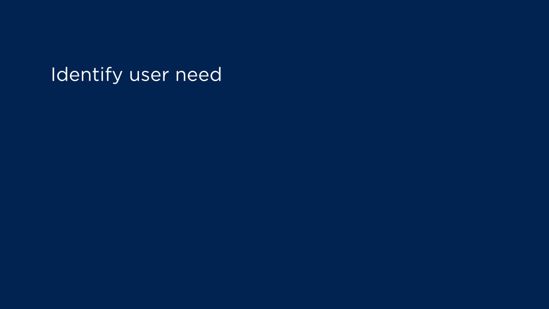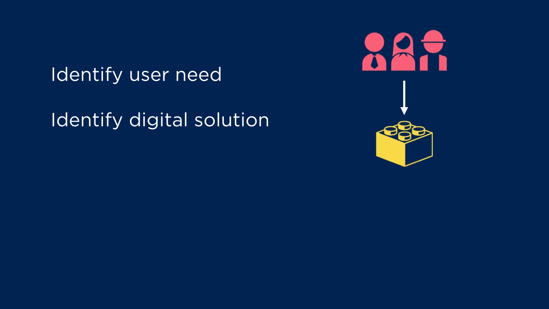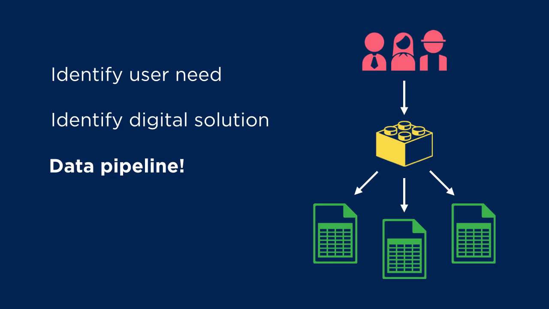We've identified user need. It's always good to start there. The second step is to identify a digital solution that addresses that user need in some way. And the third step is to create a data pipeline that feeds that digital service. And that step can be incredibly difficult.